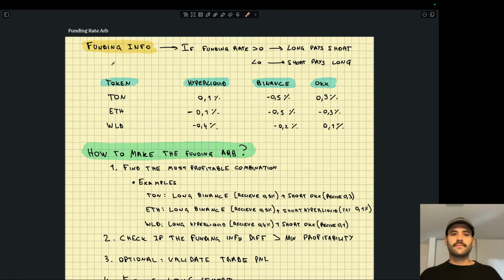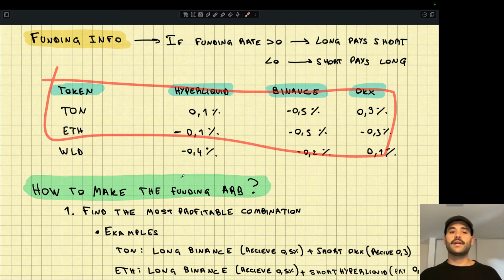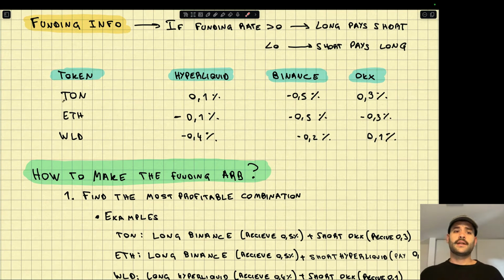So, as we mentioned, if the funding rate is greater than 0, the long pays the short. If it's lower than 0, the short pays the long. So let's say that we have this table with Hyperliquid, Binance, and OKX. And let's analyze the scenarios for each token. In this case, on Hyperliquid, short gets paid this amount, long gets paid this amount, and short gets paid this amount in OKX. Which combination would we like to do?